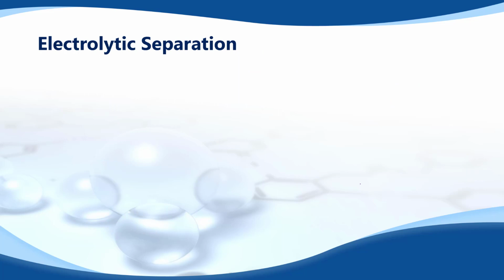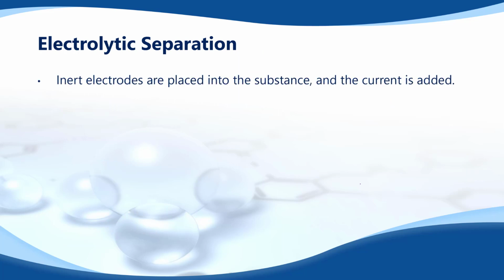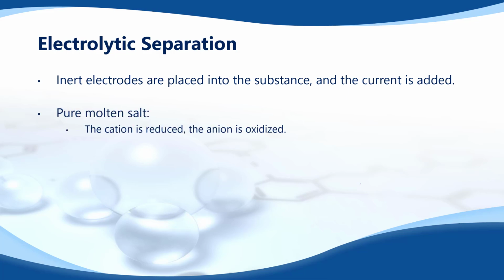Right, so to get into a little bit more about how electrolytic separation works, we first have to note that the electrodes used in this type of reaction are inert. Right, so they're usually either graphite or platinum electrodes. Again, we want inert things in our reactions because we want to minimize the possibility of side reactions that give us things we don't really care about. So to look at a separation, first thing we have to talk about is purity. If the substance we're electrolyzing is a pure molten salt, then what's going to happen is the cation is going to be reduced and the anion is going to be oxidized.